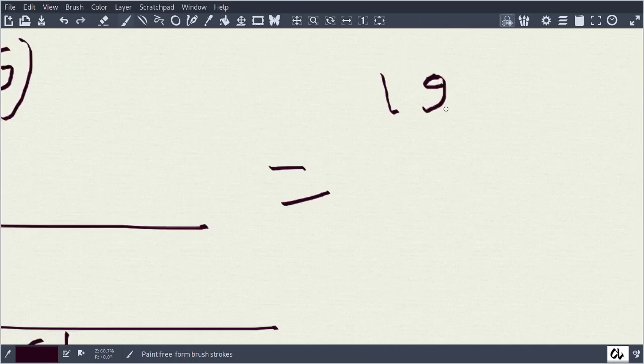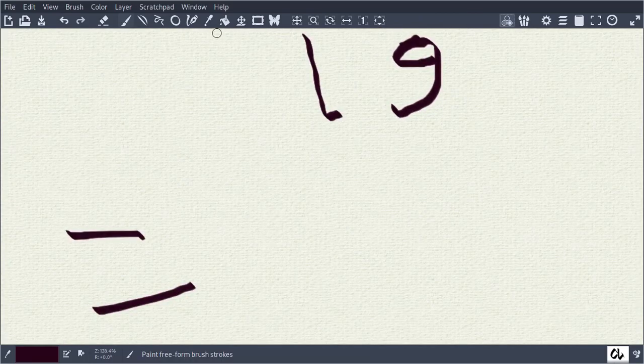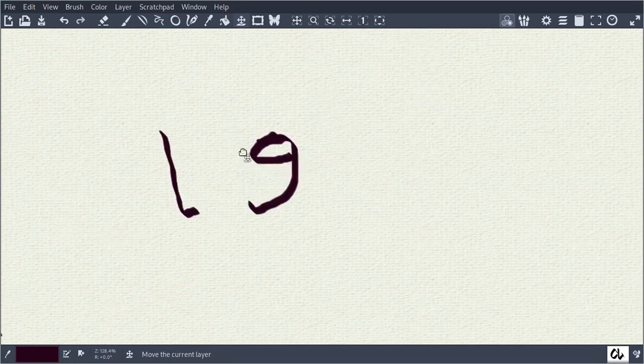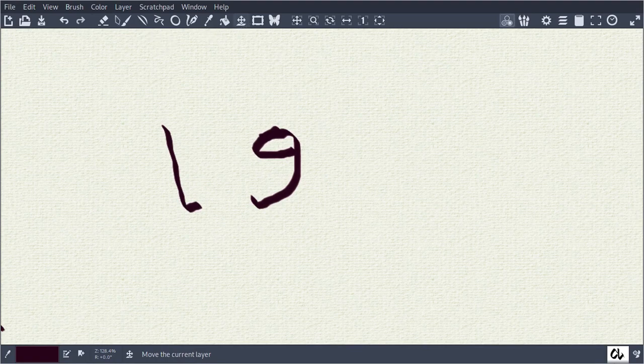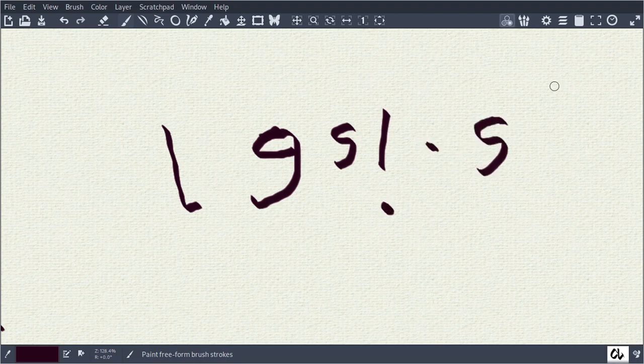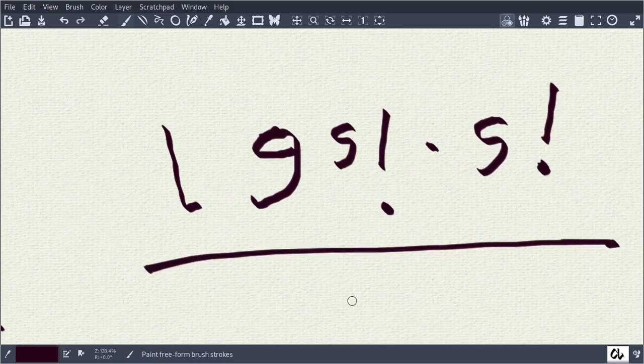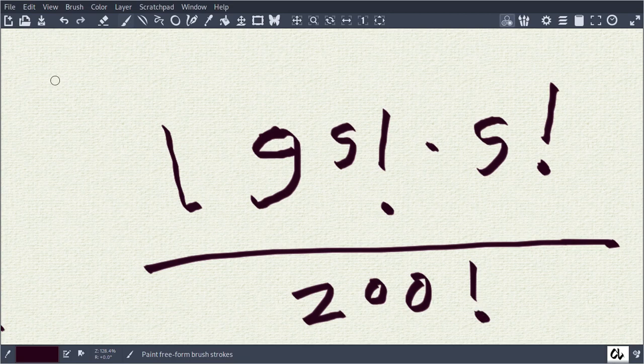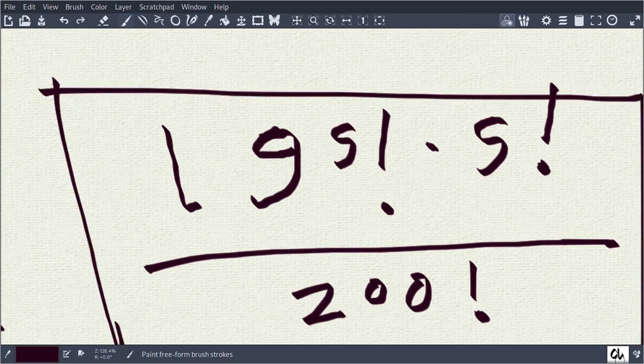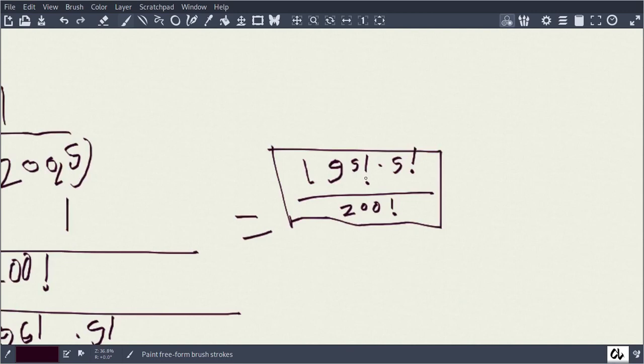195 factorial times 5 factorial over 200 factorial. This would be your probability of getting into the student council of 5 if there were 300 people in your, 2000 people in our school.